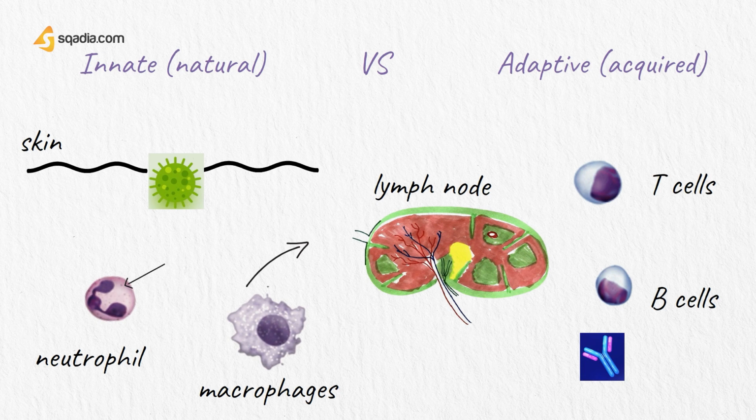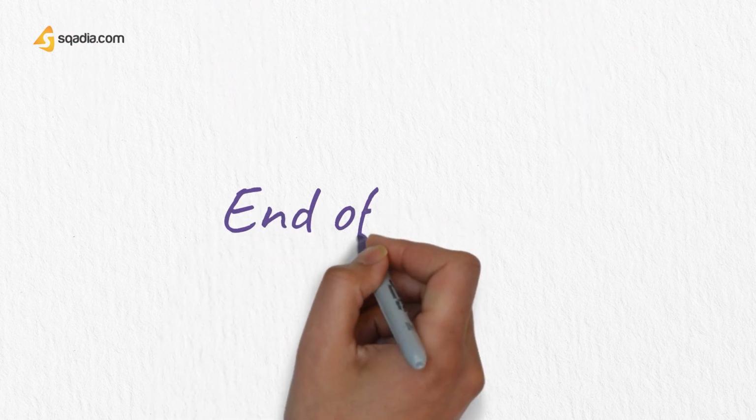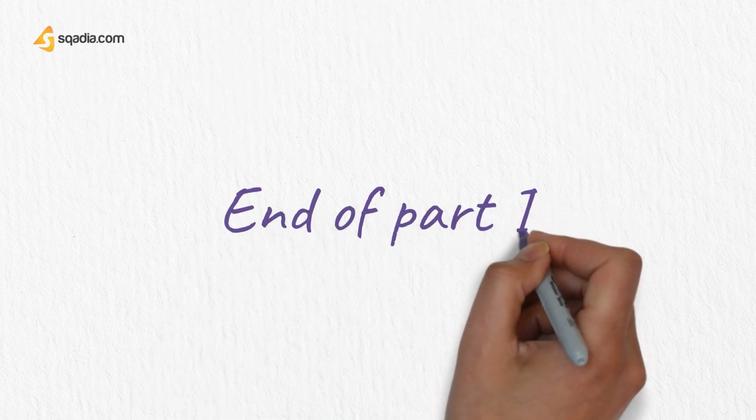This response can be more slow if it's the first time they meet this kind of bacteria, or a very fast adaptive response if they know the bacteria from a previous exposure. This is the end of the first part.